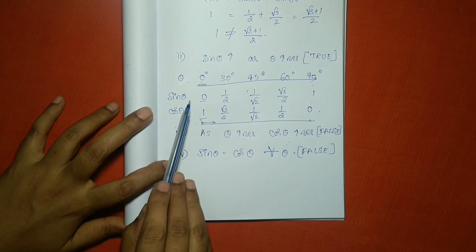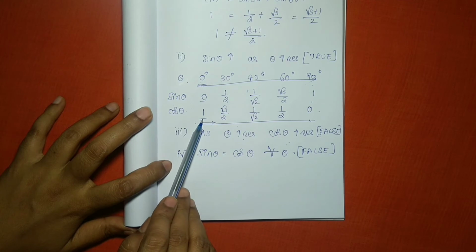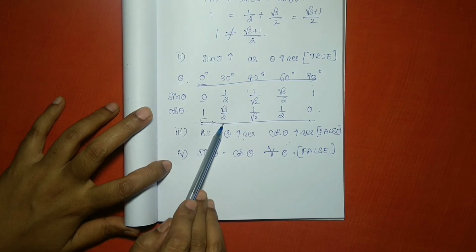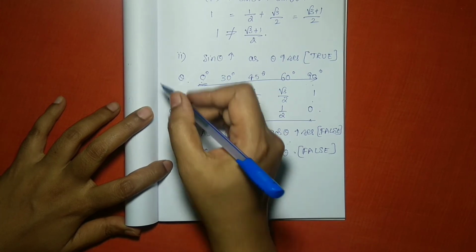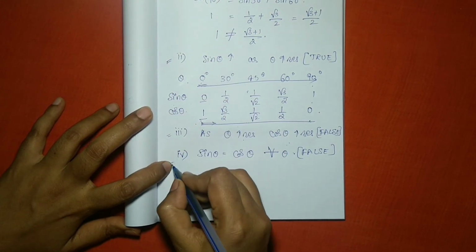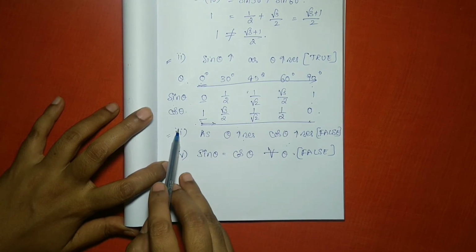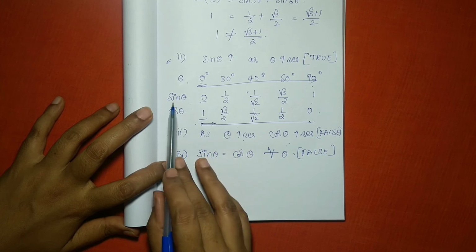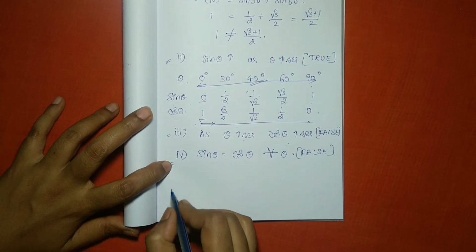Observe the table. If theta is 0 degree, sin theta is 0, cos theta is 1, then 1 by 2 and root 3 by 2. So it keeps on varying. So these three statements are important here. As theta value increases, sin theta increases, cos theta decreases, and sin theta value will be equal to cos theta only when theta is equal to 45 degrees.